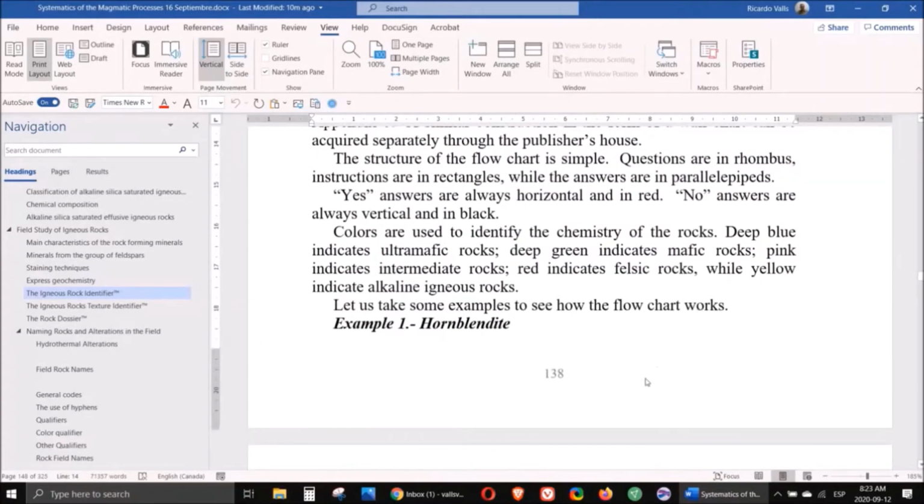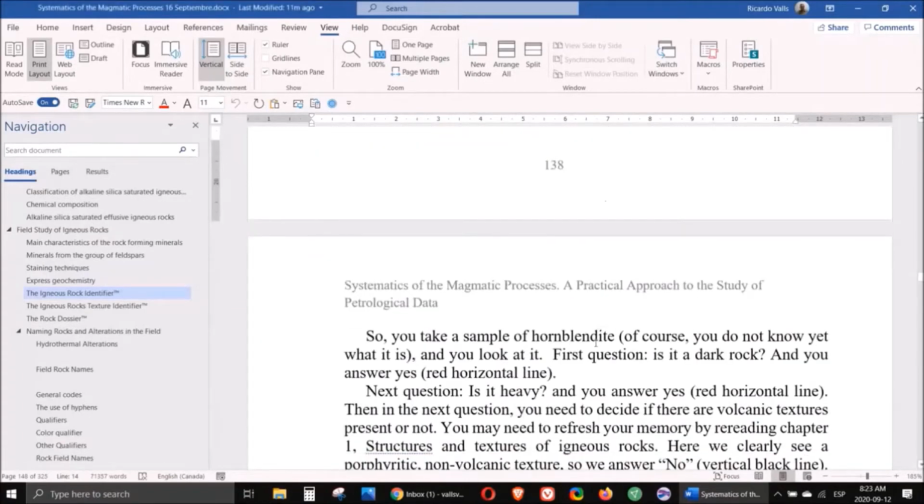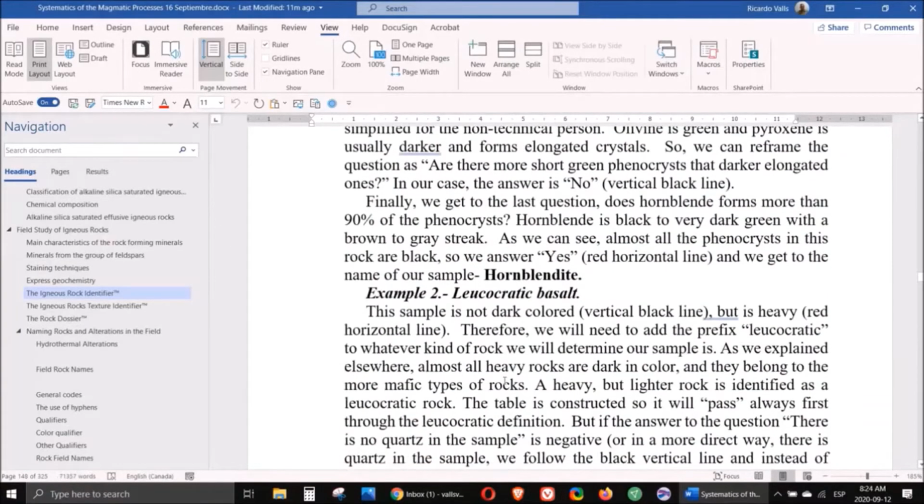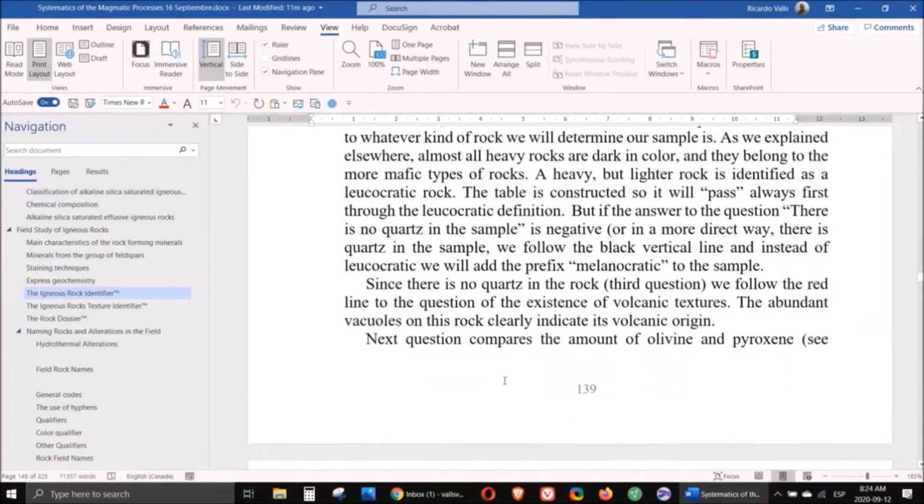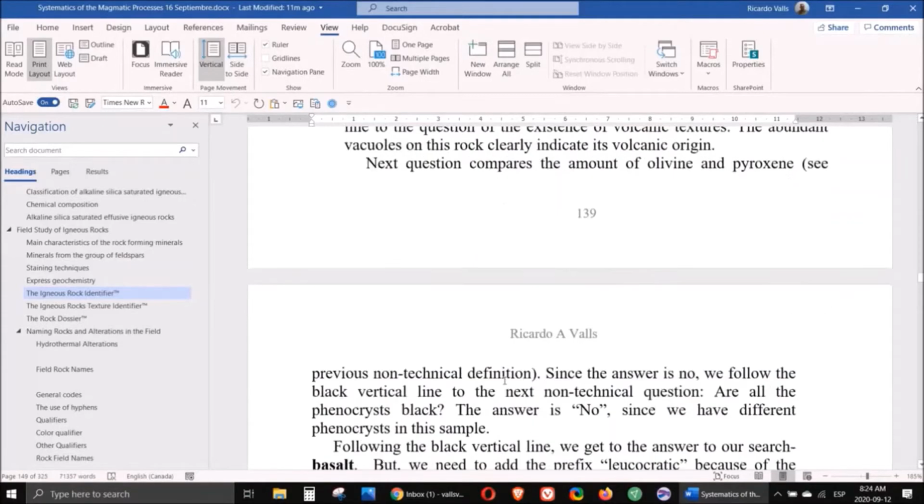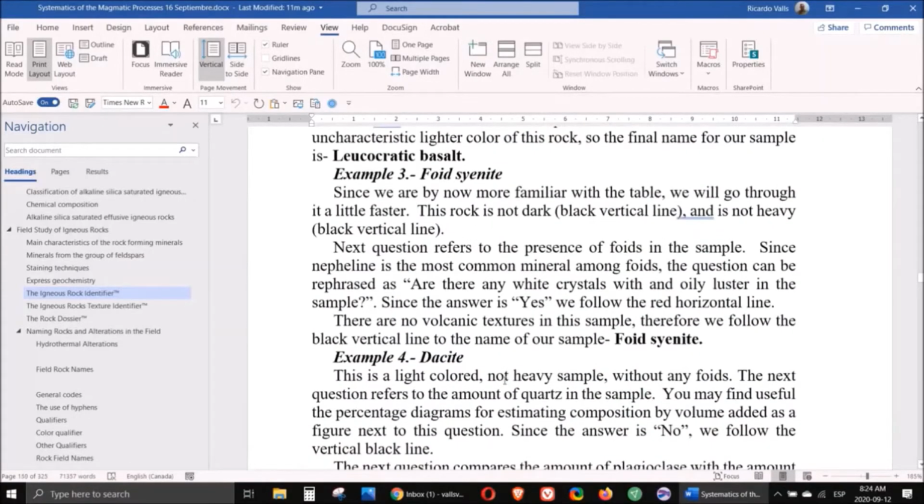For example, let's say you take an example: is it a dark rock? You say yes. Next question, is it heavy? As you can see, these are really simple questions that you do, and by the end you will get to the name of the rock. The igneous rock identifier is included in the attachments of this book.